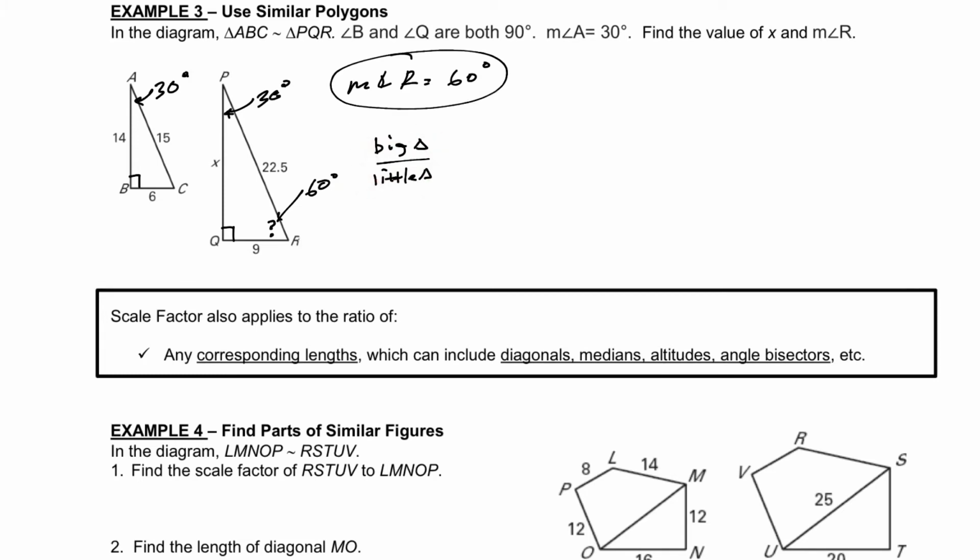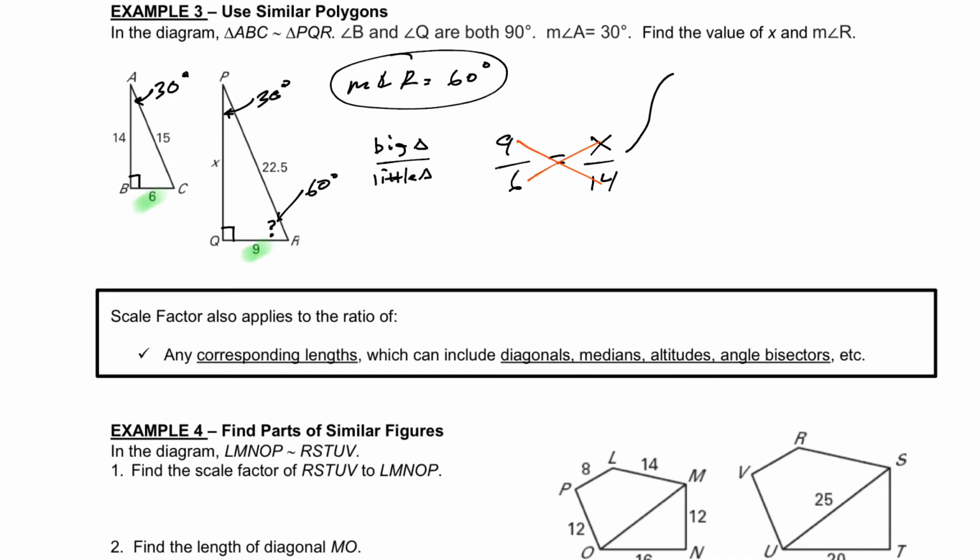And also, let's use the 9 and the 6. Those correspond to each other. We have 9 in the big triangle corresponding with 6 in the little triangle, and that has to equal, well, we have X in the big triangle corresponding with 14 in the little triangle. Now we've got our proportion set up, so let's set our two cross products equal and solve.